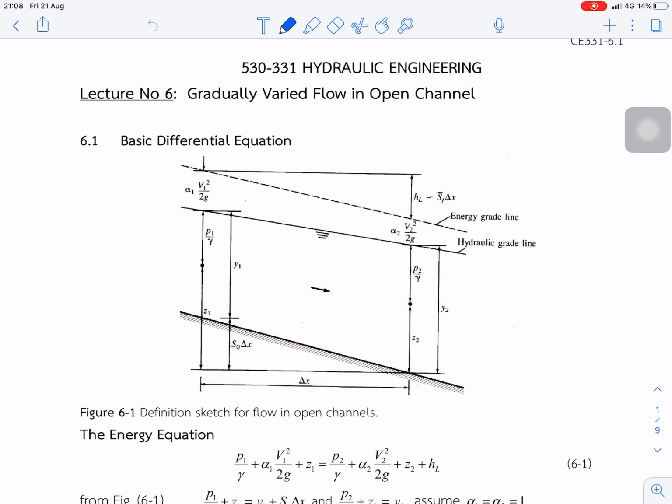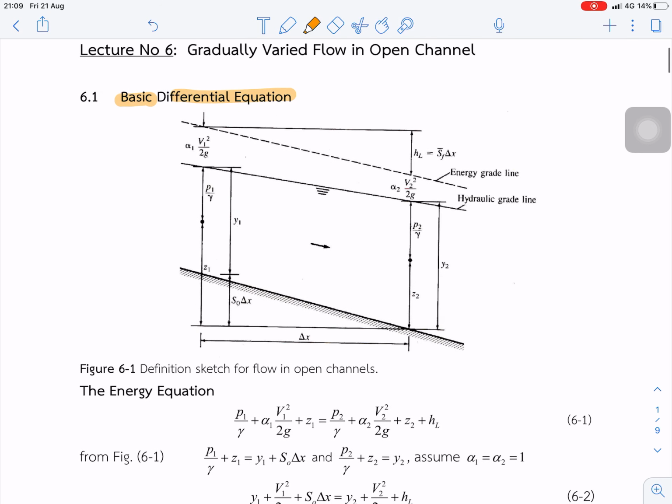Lecture number 6, gradually varied flow in open channel. The first topic is the basic differential equation to explain the gradually varied flow. This is the profile of the open channel flow.